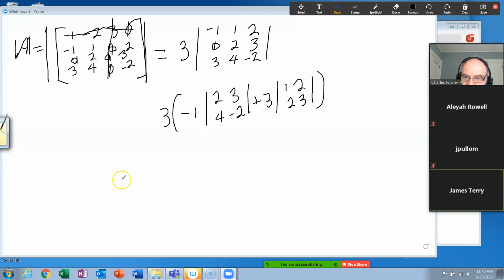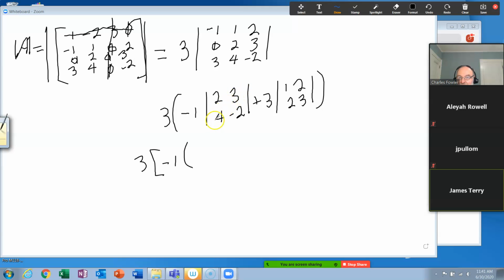Yay or nay? All right. Yay! Okay, good. Now, you have the 3. Don't forget it. You have now a -1 here. Let's not forget that either. But let's take the determinant of this 2 by 2. Those are easy. What is that? Okay. You got a -4.